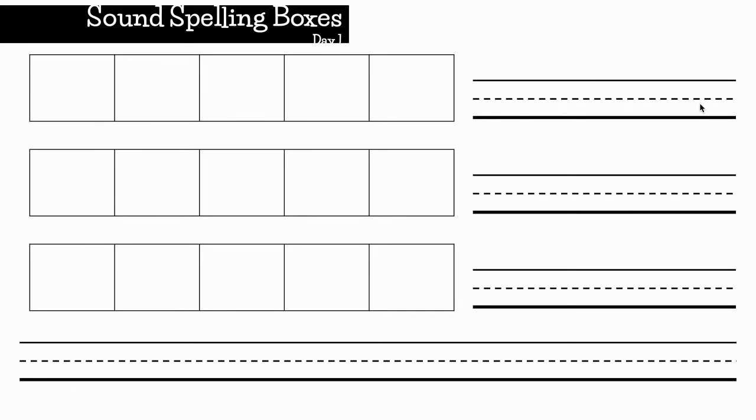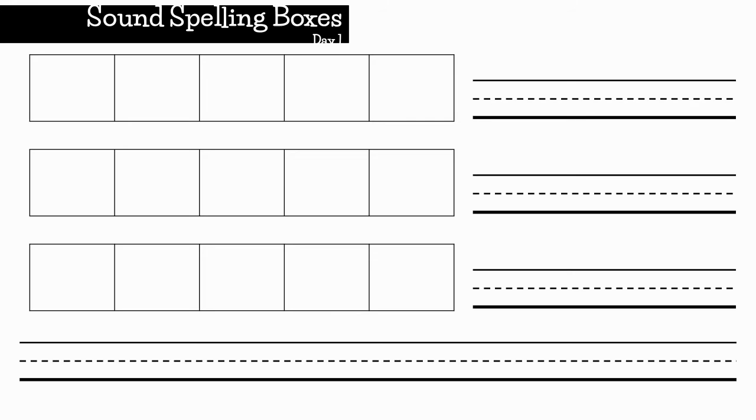I'd like to give you an example of how we use these sound spelling boxes to spell words. Just like when we're finding sounds in words, we only put one sound in each box. This can get confusing, especially for parents who are thinking about how many letters are in a word versus how many sounds. I'm going to give you an example of how we use this.